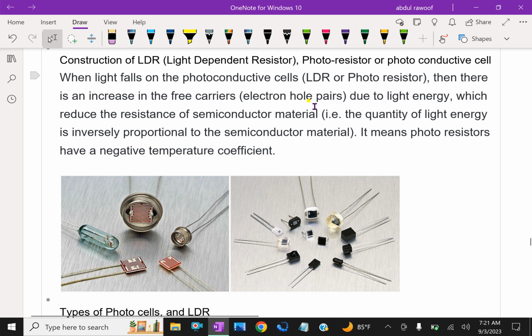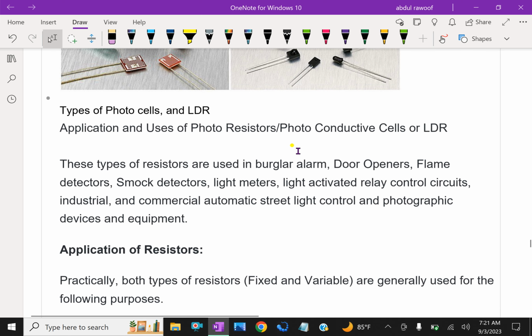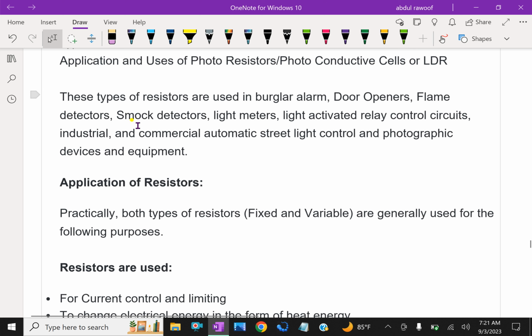When light falls on the photoconductive cell, LDR, that is a photoresistor, then there is an increase in the free electron-hole pairs due to light energy, which reduces the resistance of the semiconductor material. That is, the quantity of light energy is inversely proportional to the resistance of the semiconductor material. It means photoresistors have a negative temperature coefficient. These types of resistors are used in burglar alarms, door openers, flame detectors, that is fire detectors, smoke detectors or light meters, light activated relay control circuits, industrial and commercial automatic street light control, and photographic devices and equipment. This is very much useful.